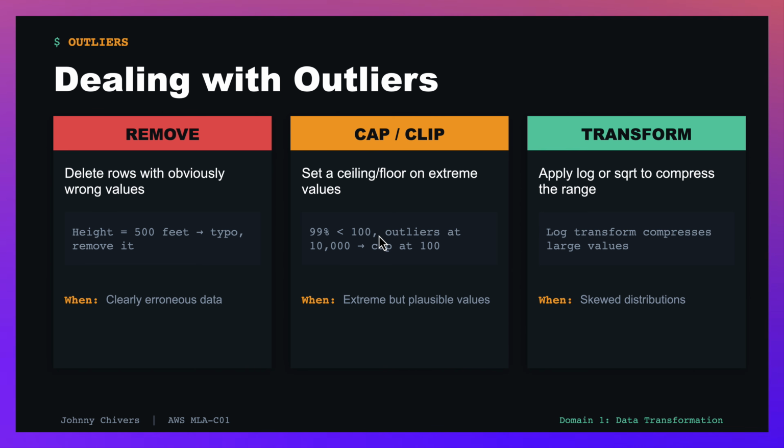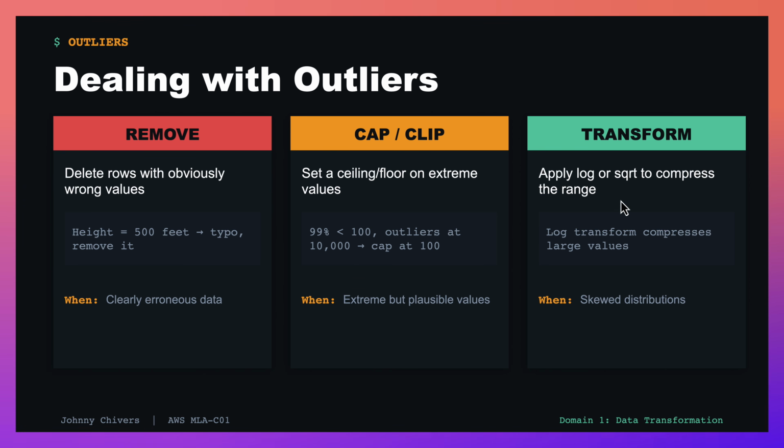Dealing with outliers. Outliers are things that fall outside the expected range. The most obvious one is just delete. So if the data is just wrong, just delete it. You can cap or clip the data. This is where you set a floor and a ceiling. So you might say that 99% of the data is less than 100. You have outliers at 10,000. So just cap at 100 and then you push those outliers away from your data set so you don't use them. You're basically clipping and capping the data to where it needs to be.